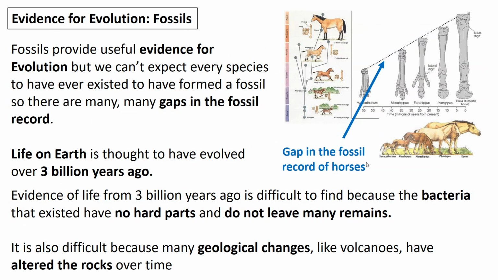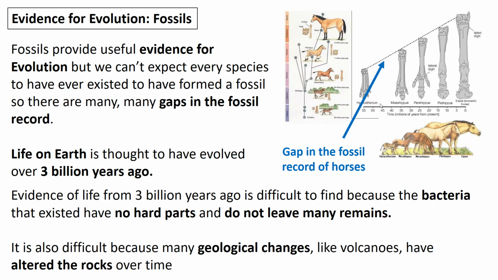As you can see, there's the fossil record of horses. So they're the fossils that we've got of what horses and their hooves look like from modern day to a long time ago. And there are obviously gaps along the journey of common ancestors that would have helped to explain how the horse's hoof evolved. And remember, life on Earth is thought to have evolved over 3 billion years ago.